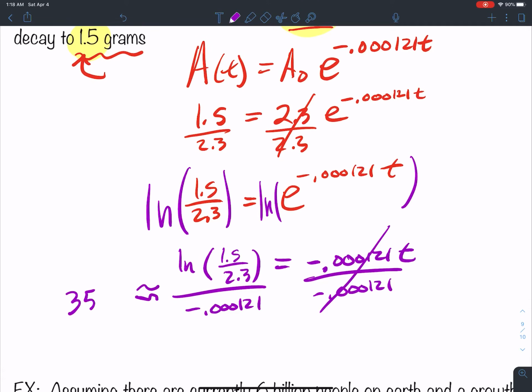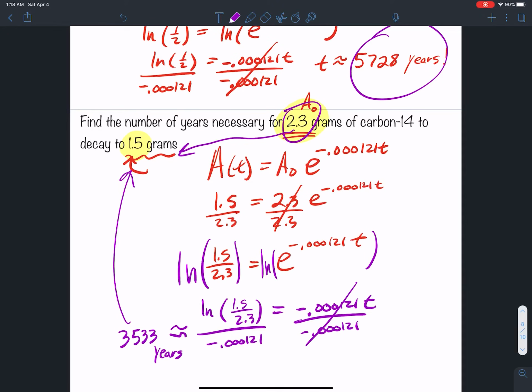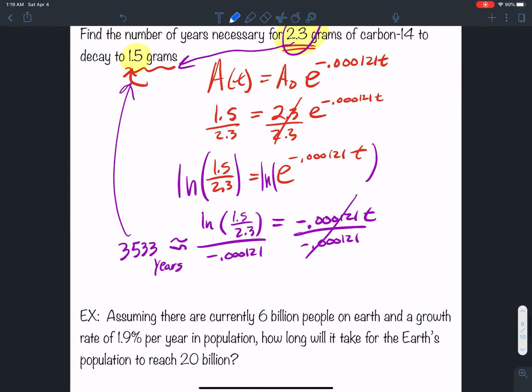That's 3,533 years. So after 3,533 years, I get down to 1.5 grams, right? So that's less than a full half-life, right? Because look, we're not cutting it in half, but we are decreasing it some, okay? So I've got one more problem, and it has to deal with population.